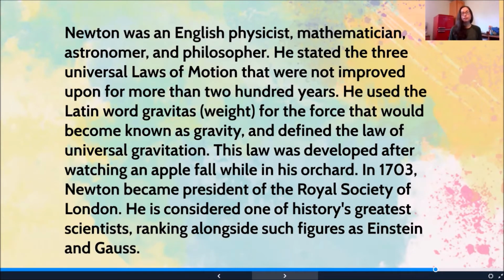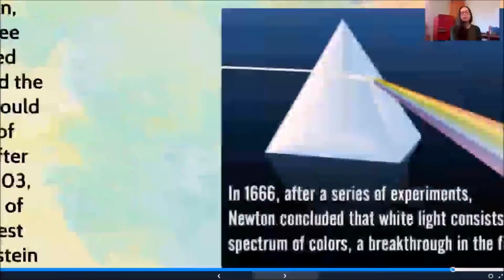In 1703, Newton became the president of the Royal Society of London. He is considered one of history's greatest scientists, ranking alongside such figures as Einstein and Gauss.